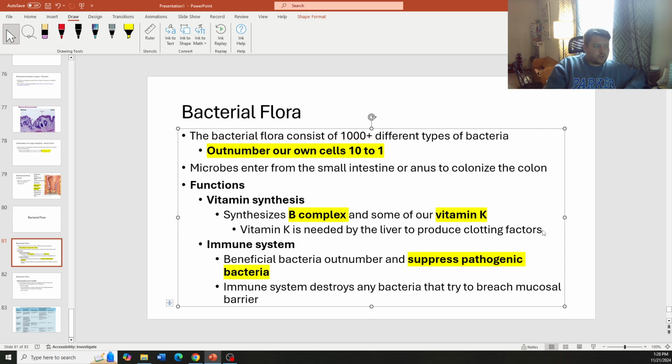The natural bacterial flora also acts as a defense system, like an immune system. Let's say immune system defender. Because the beneficial bacteria outnumber the pathogenic bacteria, they can suppress those pathogens that might slip in every now and then. And then our regular immune system, that lymphoid tissue that we have all through the large intestine, can destroy any bacteria that may get through the mucosal barrier.